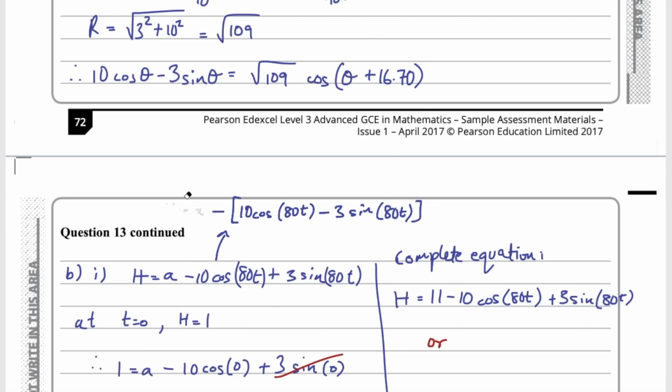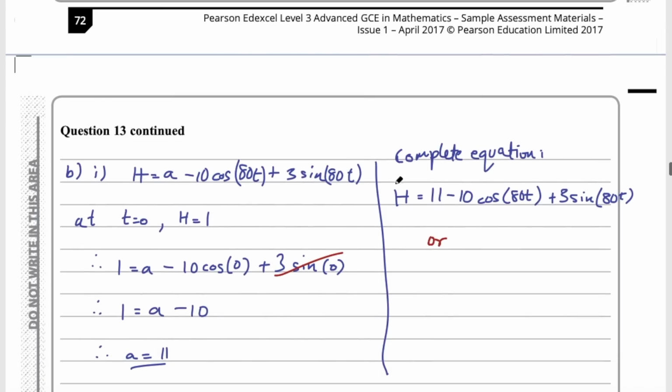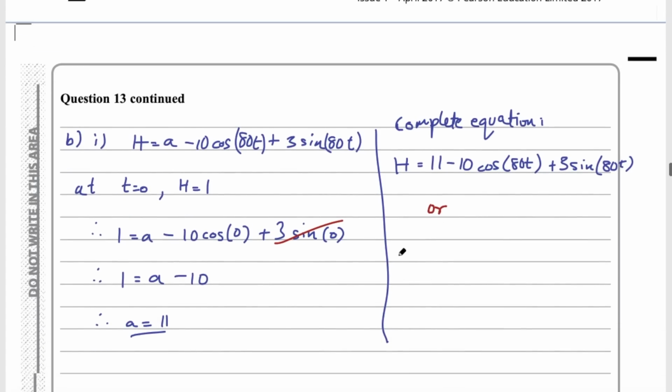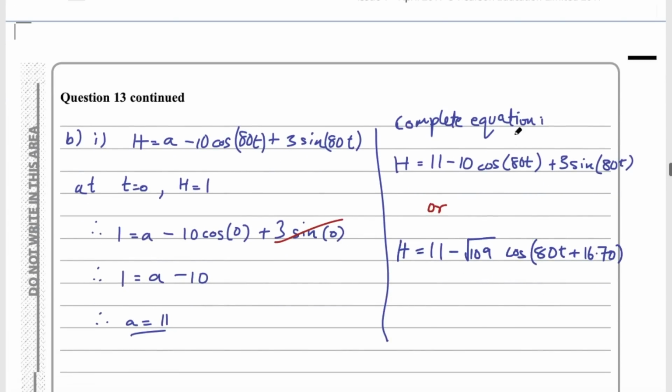So what we can do is we can replace all of this here with the expression we found in part A, and also we need that 11 at the front. So we've got h equal to 11 minus, and now we can substitute this expression in. So we've got the square root of 109 cosine, and theta is replaced by 80t. So cosine of 80t plus 16.70. And so we have two different ways of writing that complete equation.